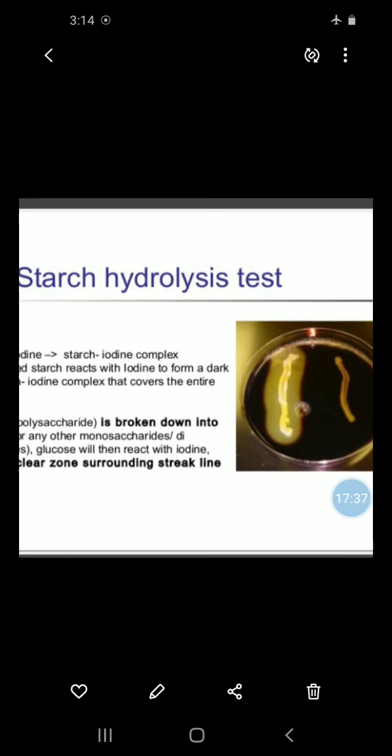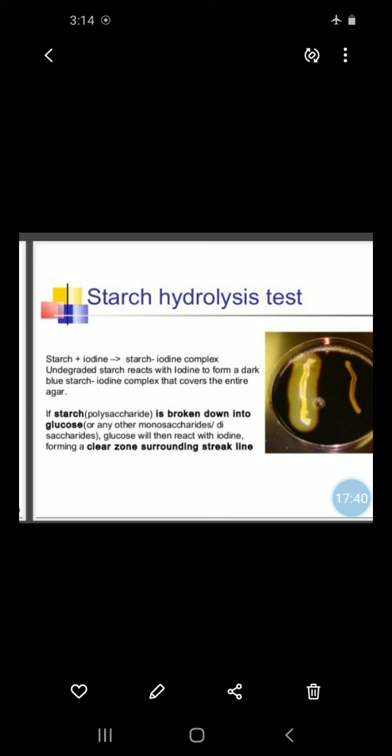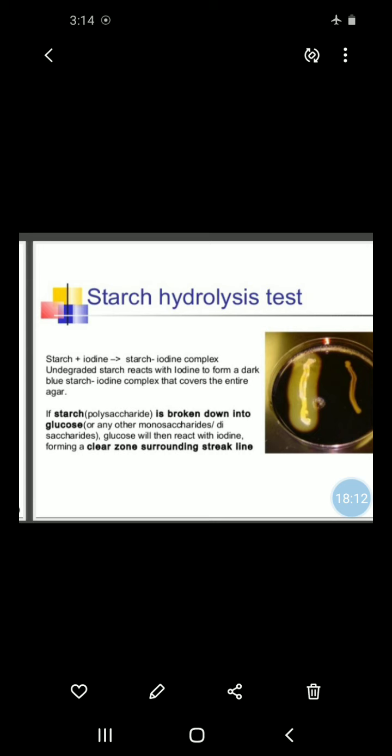Then we will see the starch hydrolysis test. Starch plus iodine gives a starch-iodine complex. In the starch hydrolysis test, the undegraded starch reacts with iodine to form a dark blue starch-iodine complex, and that covers the entire agar.